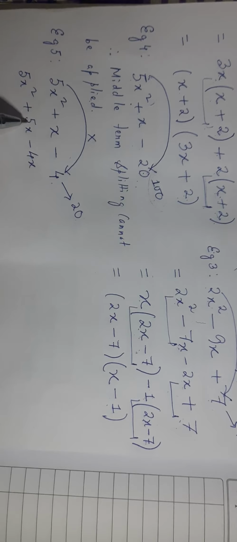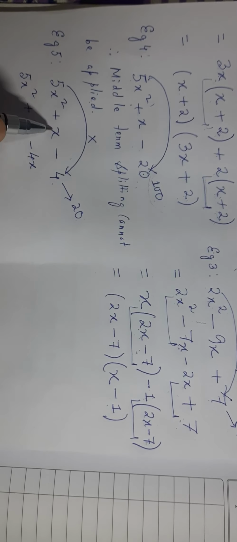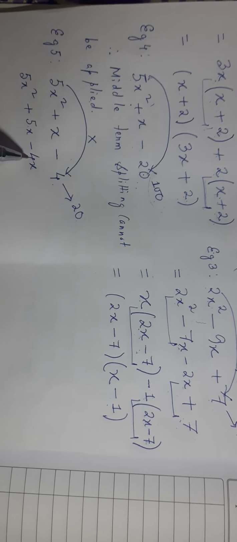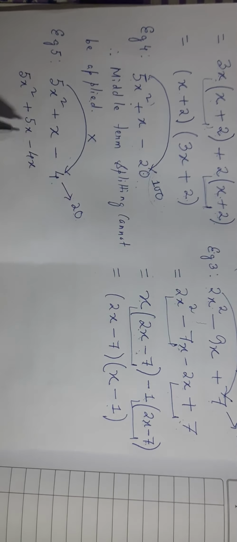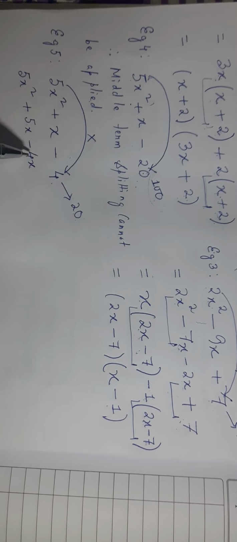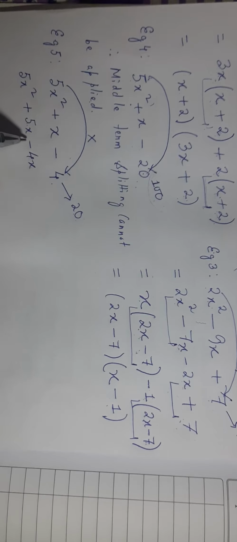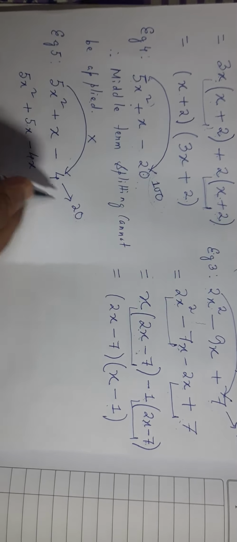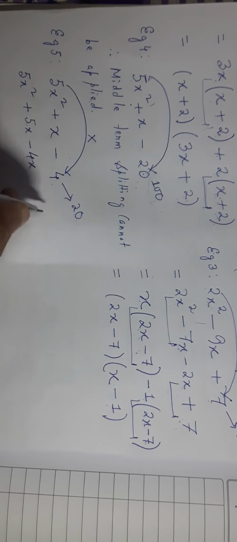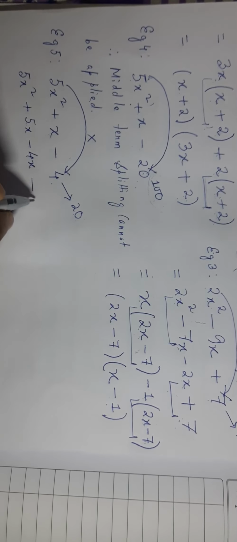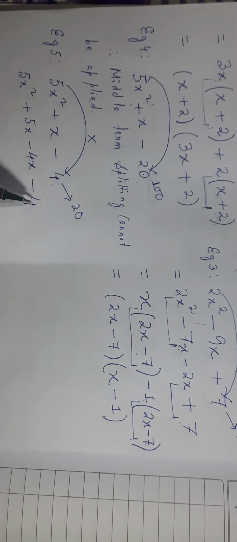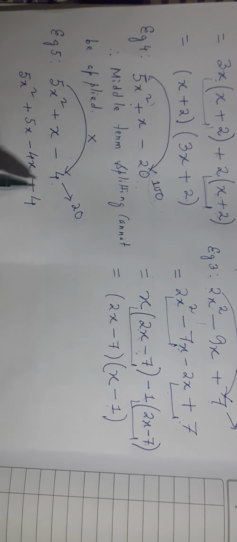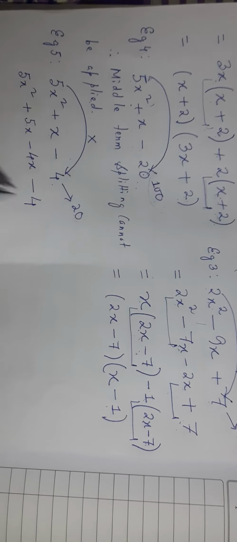Now here you see 5x minus 4x is 1x, and 5 into minus 4 is minus 20. So we have split the middle term. Do not write 20, as I said already, you will be writing minus 4.